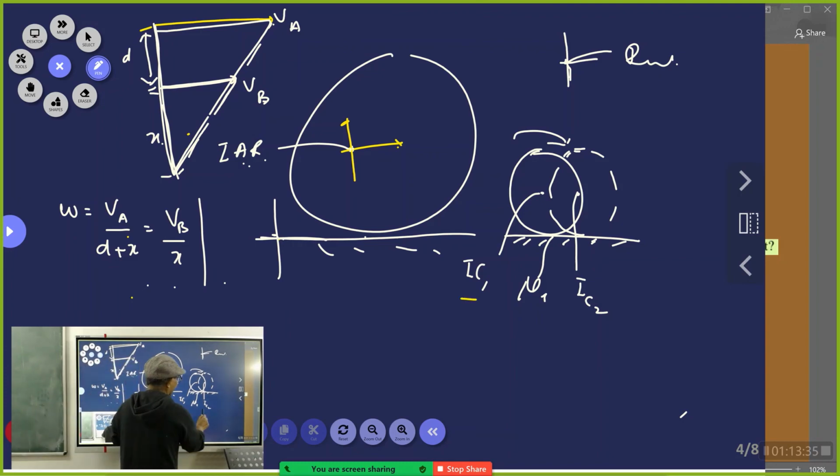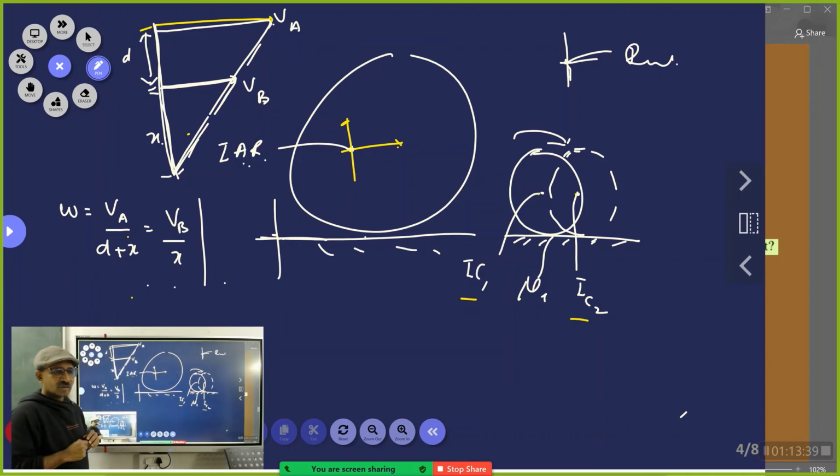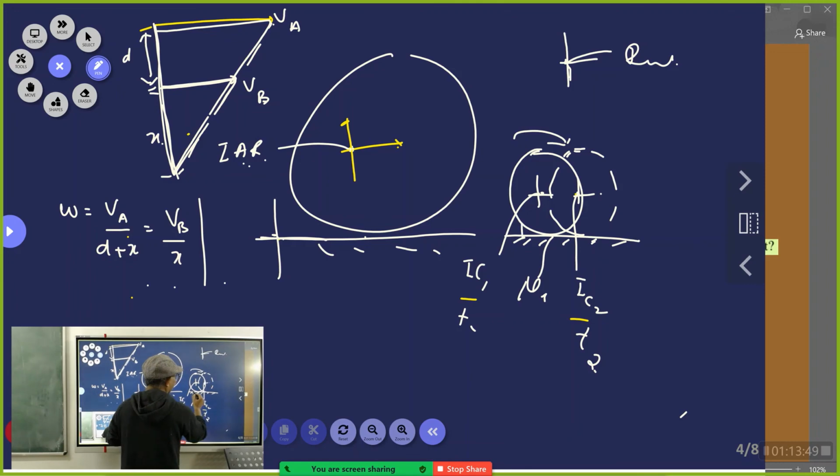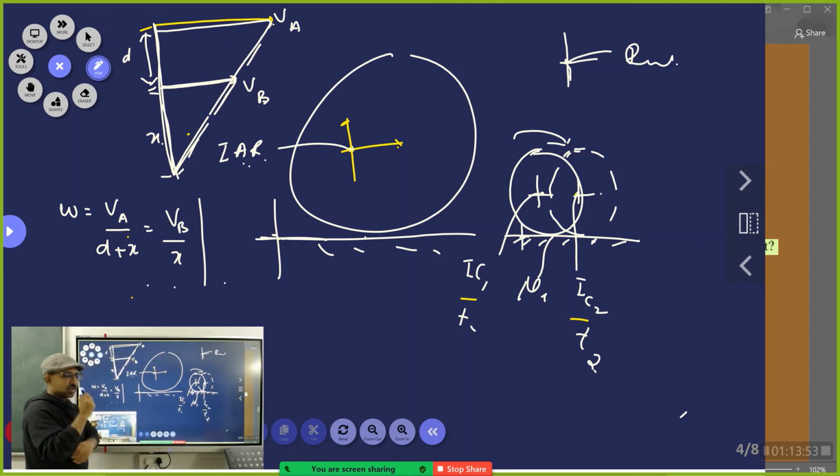Now, this is IC1, this is IC2. There are two instantaneous centers of rotation. At time t1 it is here, at time t2 it is here. Now, if you attach a frame here and a frame here to this, what have you got to say about the instantaneous frame of reference? Are they equivalent?